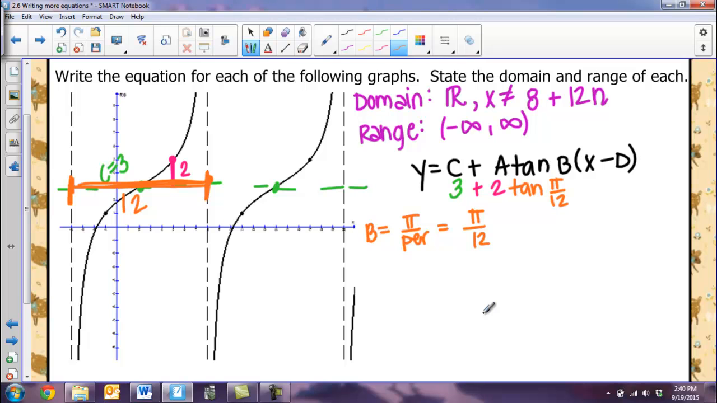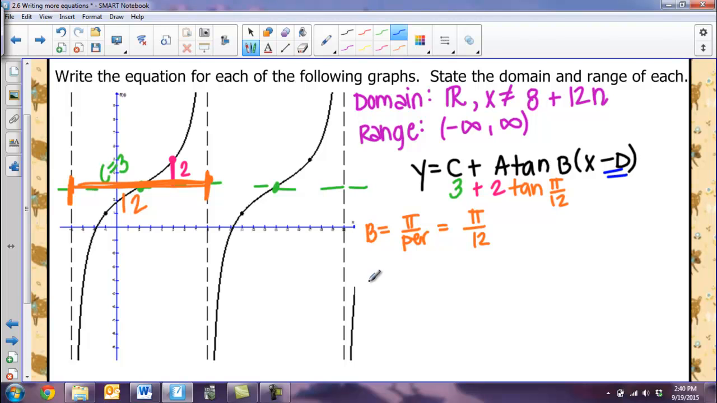So much like all the other ones that we wrote, where we could have multiple equations for every graph, it's the same thing here. Your a, your b, your c are going to be the same no matter what. What changes here is your d value, depending on what type of graph you're going to write.